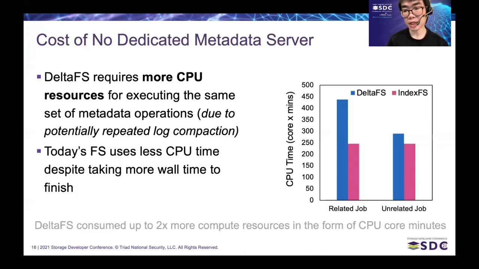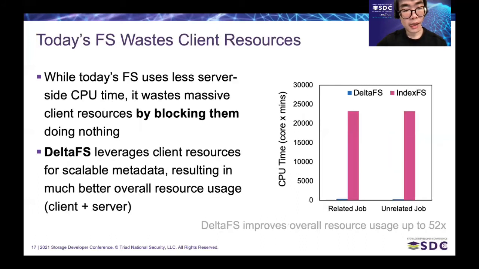Another thing we need to point out is that even though DeltaFS requires more compute resources, and requires executing more CPU instructions, those instructions are distributed across all different client processes. So the eventual total wall time to execute the workload is not increased. So it's actually much shorter than the IndexFS case.